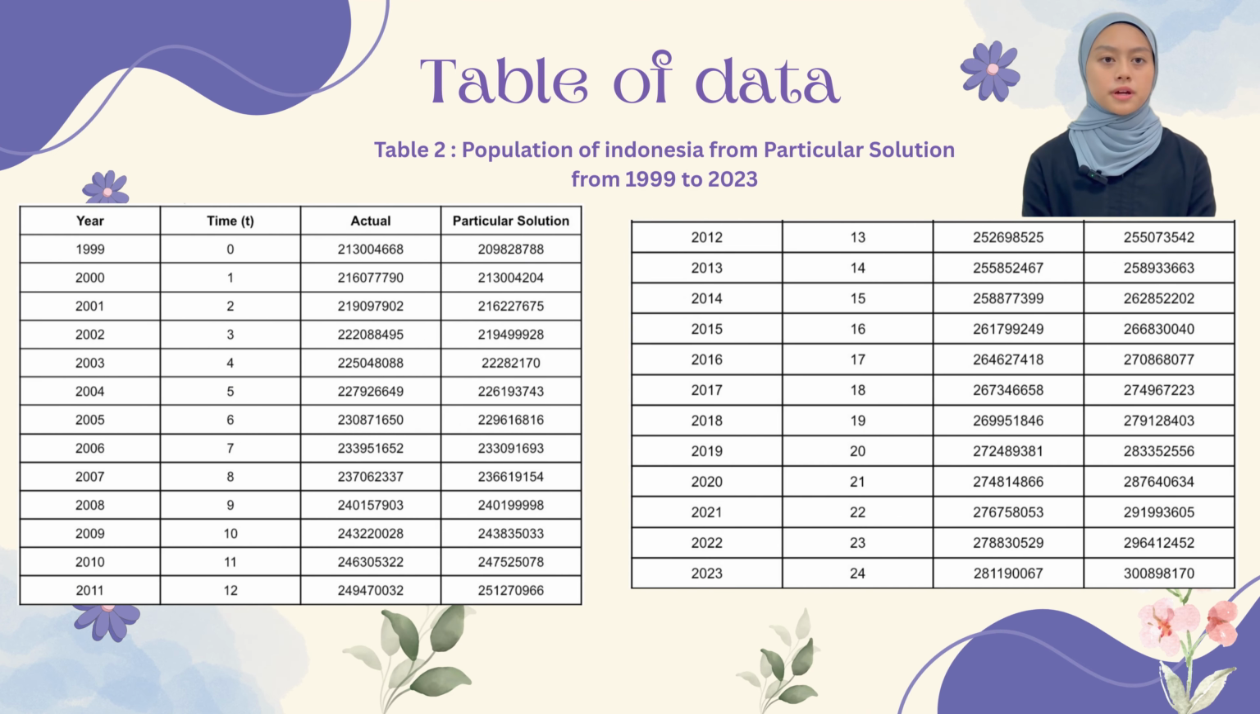Table 2 compares actual population figures with values derived from a mathematical model. The columns include the year, the time variable t representing the number of years since 1999, the actual recorded population for each year, and the particular solution, which represents the population estimate using the Malthusian model. In this context, the year 1999 is used as the base year, which is t equals 0. The particular solution values were calculated using the formula we obtained to estimate how Indonesia's population would grow over time.